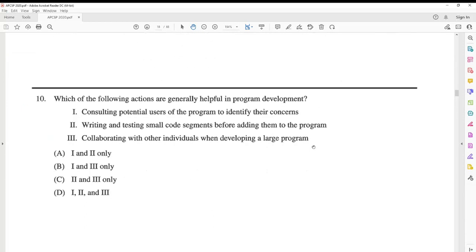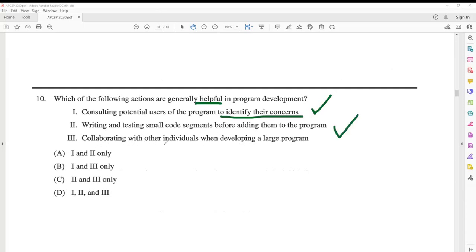Okay, let's continue. Number 10. Which of the following actions is generally helpful in program development? So here, which is generally helpful. Creating potential users, consulting potential users to identify their concerns. Yes, this one will. Writing and testing small code before adding it together into the program. Yes, this will.